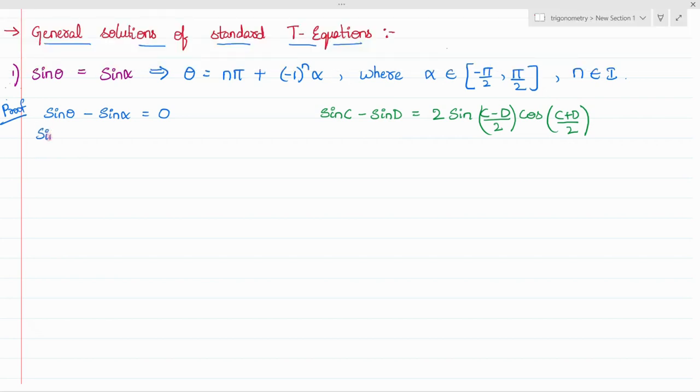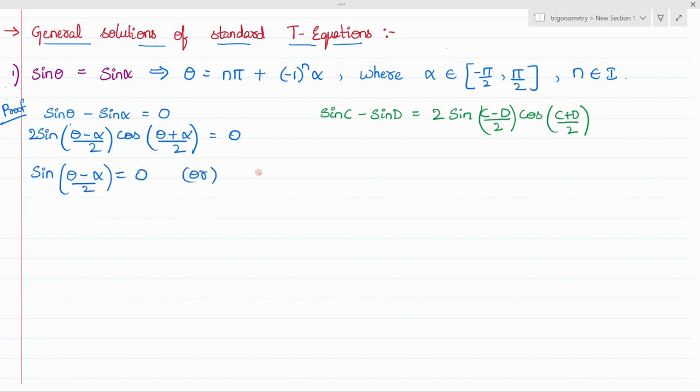It becomes 2 times sine theta minus alpha by 2 into cos theta plus alpha by 2. This becomes 0. When will it become 0? Only when sine theta minus alpha by 2 is 0, or one more condition, cos theta plus alpha by 2 is 0. So these are the two conditions only when this equation will be 0. So for this, we have seen the solutions, right? This is the simple trigonometric equation.